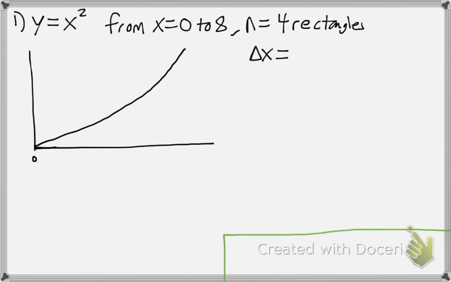Now delta x, let me pull up the formula for myself. It's b minus a over n. What that's talking about is this is like your a, this is your b, that's your interval, then n is 4. So my delta x is going to be 8 minus 0 over 4, which is equal to 2. Now what that means is this is the width of the rectangles.